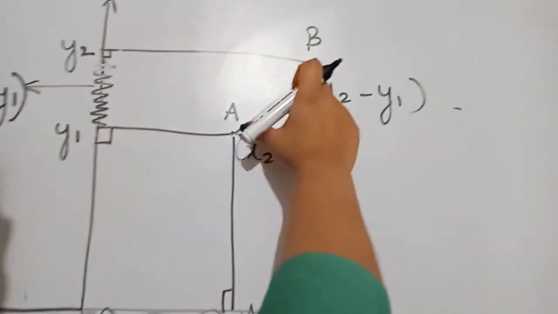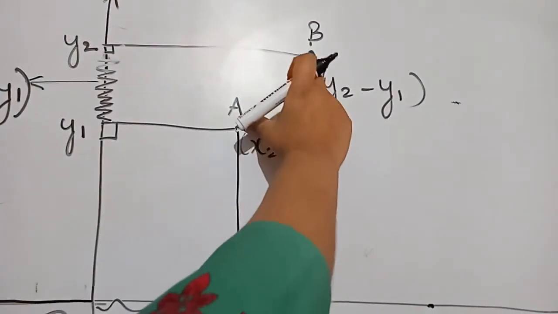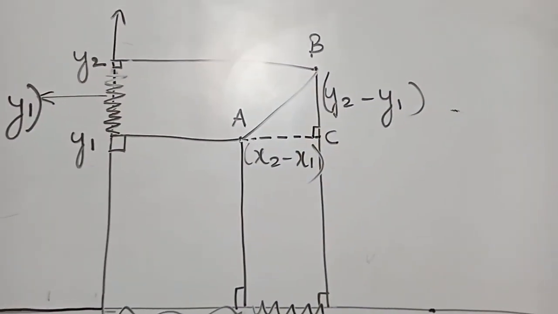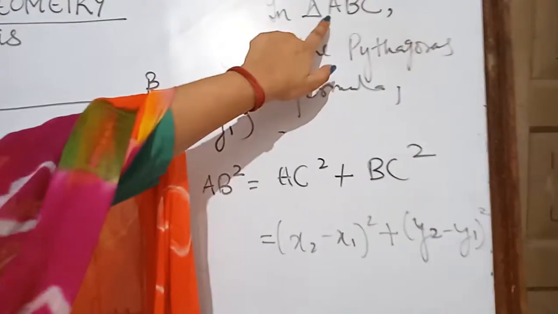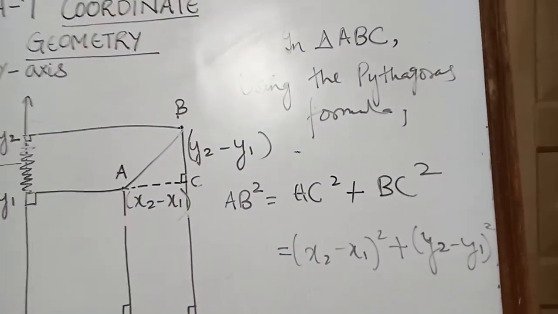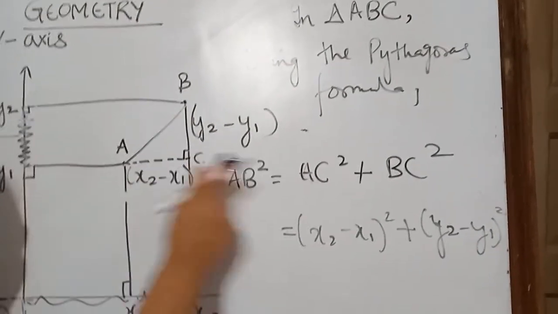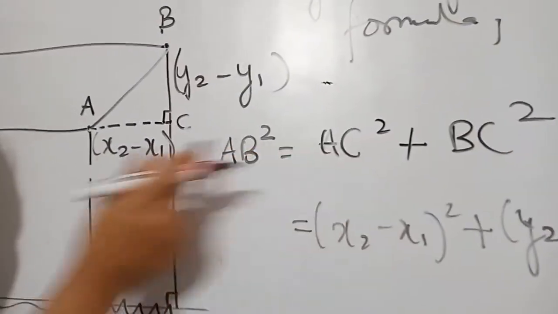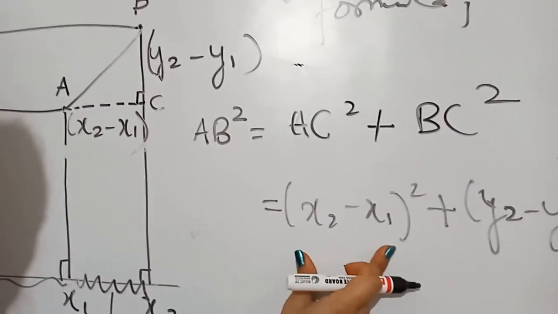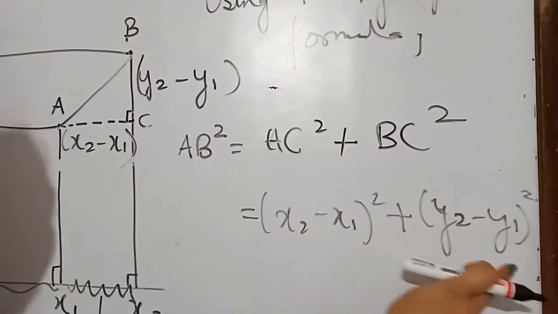So over here, we only have to use the Pythagoras formula, that means we have to find the hypotenuse. In triangle ABC, using the Pythagoras formula, what do we have? AB whole square equals AC square plus BC square. What is AC square, children? It is x2 minus x1 whole square. And what is BC square? It is y2 minus y1 whole square.